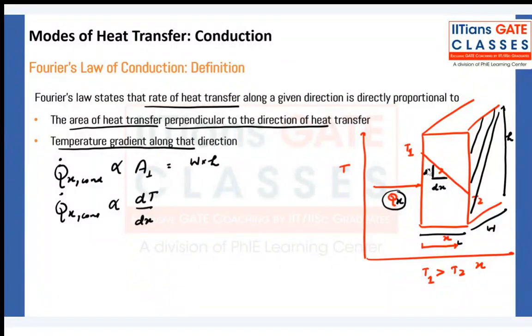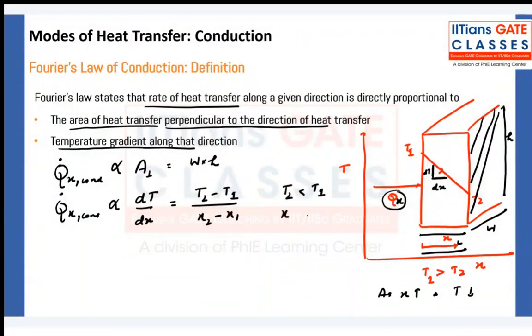Now we all know, as x is increasing, as we are going in this direction, temperature is decreasing. So what can I write? T2 minus T1 upon x2 minus x1. We know that T2 is less than T1 and x2 is greater than x1. So this will be a negative quantity, because T2 is smaller than T1.